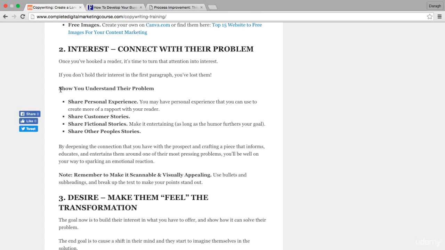So how do you show that you understand their problem? Well, one thing you can do, and it's very easy, is to share your personal experience. You may have some personal experience with the problems that they're encountering, and that's a very easy way to really create more rapport with your readers. Another thing that you can do is share customer stories. Like you could be selling a piece of software, and you could say, Mary, who's a manager, was having XYZ problem, and they can really identify, yes, I'm similar to her and I have those problems as well.